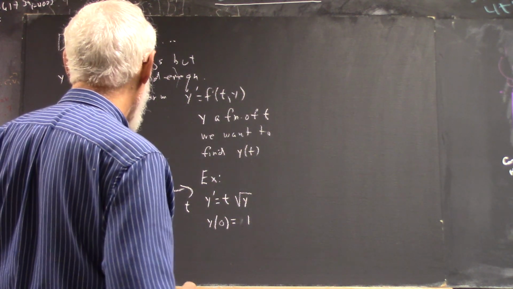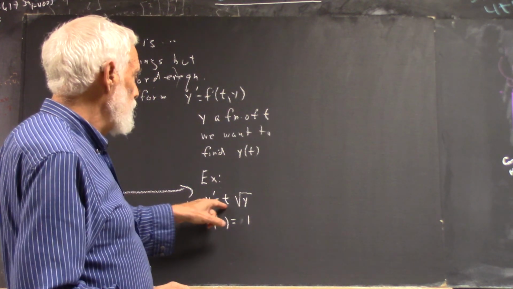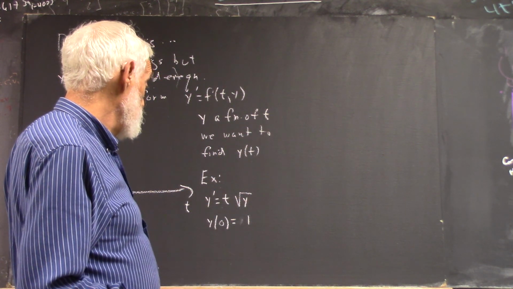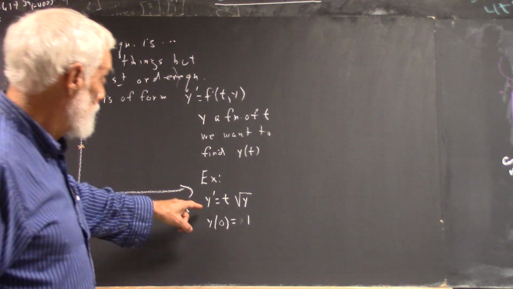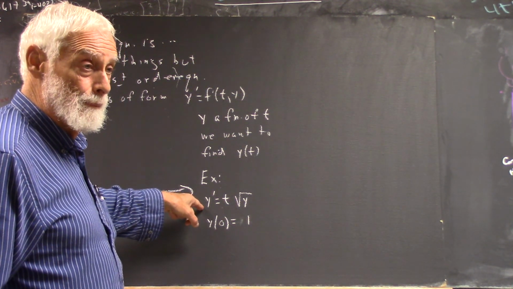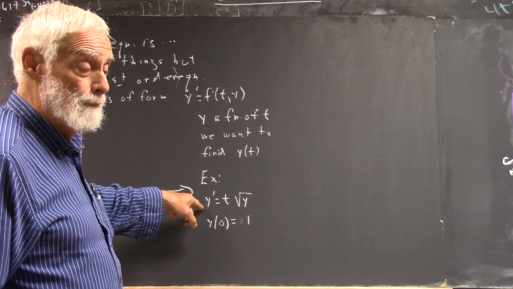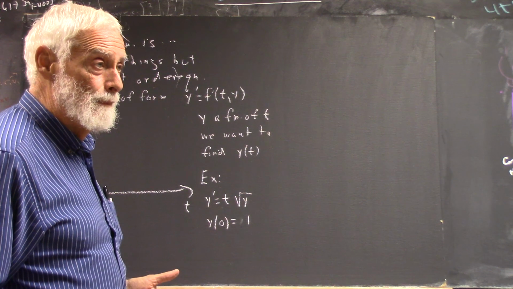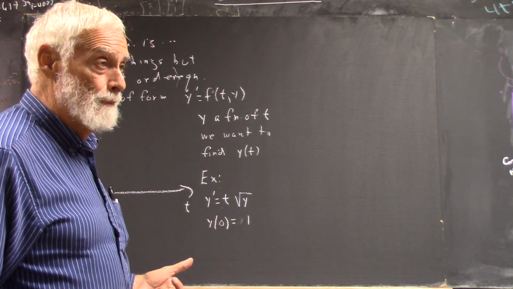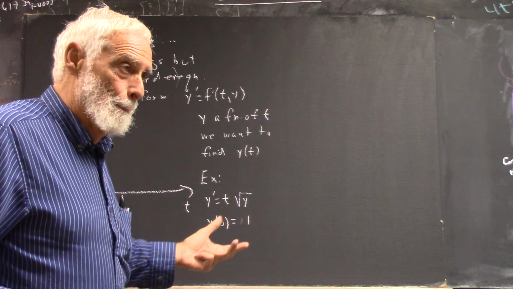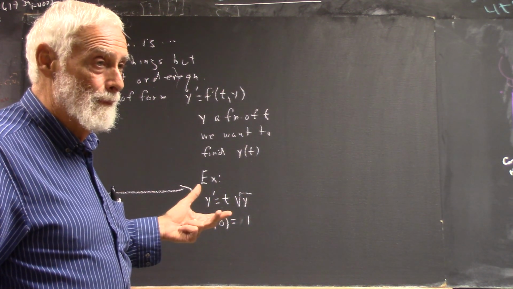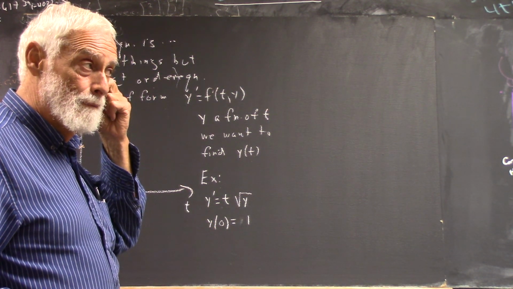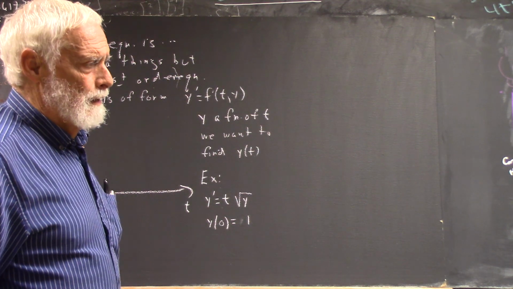Now, y prime equals t times the square root of y. So, what does that tell you? First of all, what's the geometric meaning of y prime? What's the derivative of a function tell you? Change. It's the rate of change. And graphically, how does that appear? If it's positive, it's increasing.